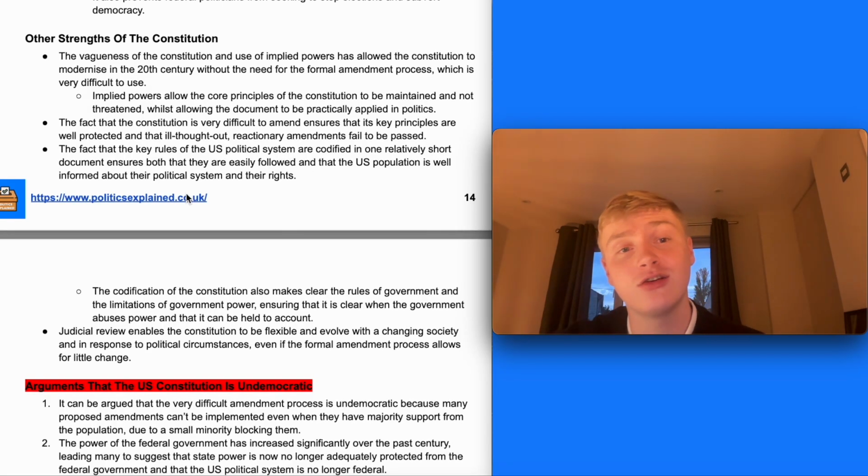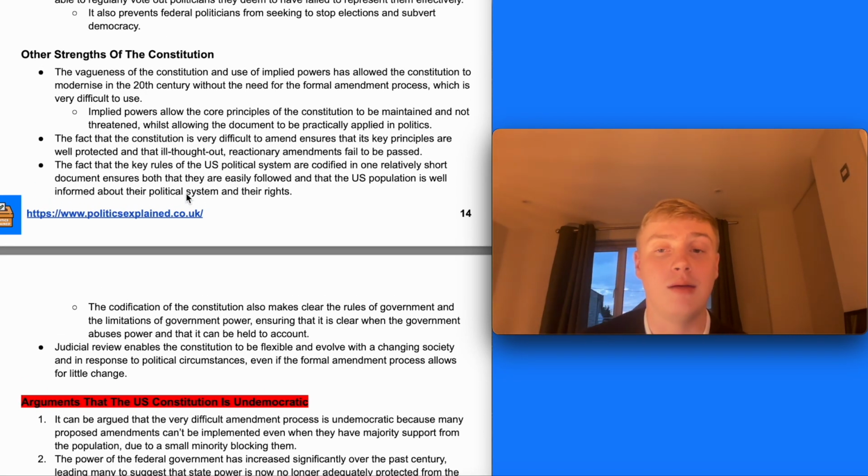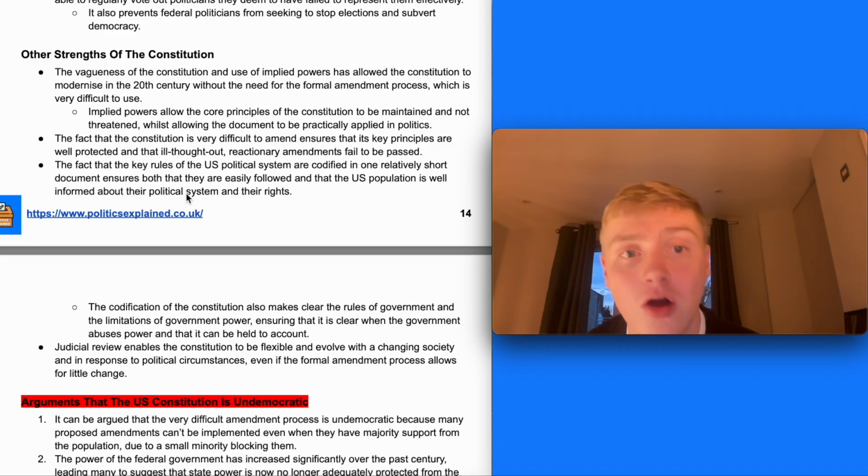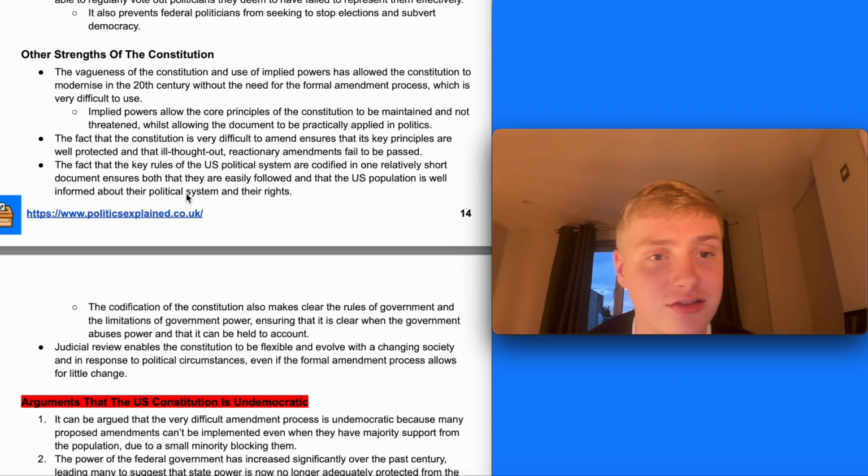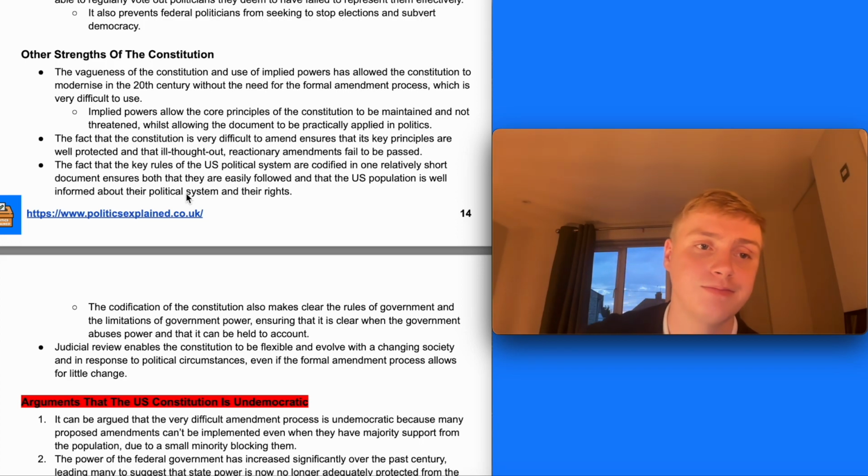In terms of other strengths of the Constitution that are separate from it being democratic, the vagueness of the Constitution and the use of implied powers has allowed the Constitution to modernise in the 20th century without the need for the formal amendment process. And implied powers allow the core principles of the Constitution to be maintained and not threatened, whilst also allowing the document to be practically applied in politics in the 20th and 21st centuries.